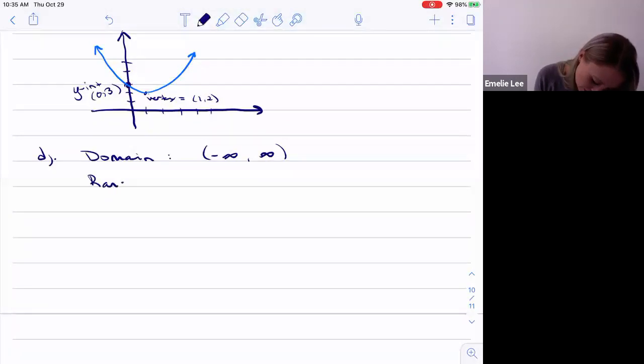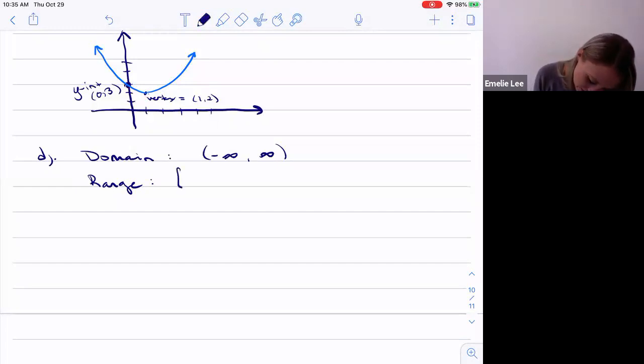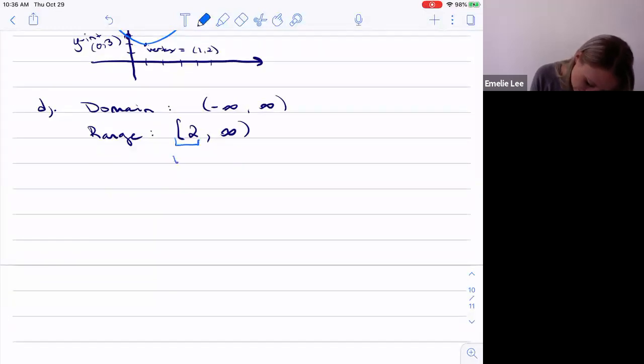The range, however, because it'll have this vertex, it'll only go as low as the minimum or as high as the maximum, depending on which way it's facing. And it can be evaluated at the vertex, so it's going to include that point. So the range in this case starts at y equals 2 and goes to positive infinity. Okay. And I'll just make a note here. Vertex is included.